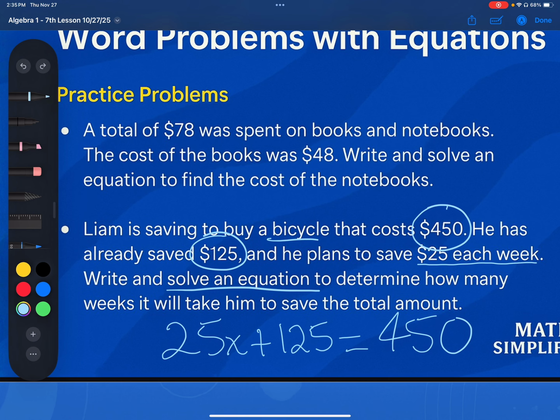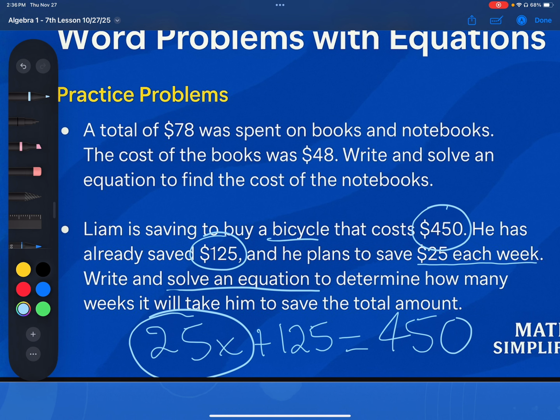So for example, if I multiply 25 times, I don't know, 1 week, he already earns $25 in that 1 week, right? But if he's already saved for 2 weeks, then it's $50. So you notice how it went from $25 to $50? That means that the amount keeps on changing. So it's not a fixed amount. A fixed amount is when it stays the same, such as 125. But since it's a variable cost, this amount will keep on changing depending on how many weeks he has been saving. So this is our equation.